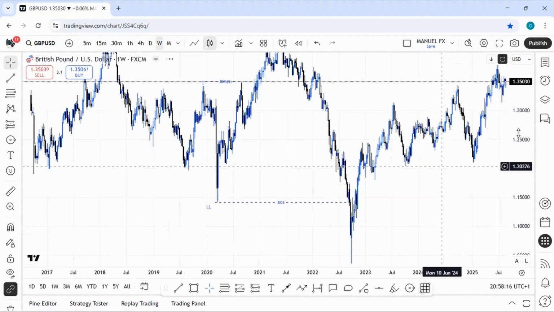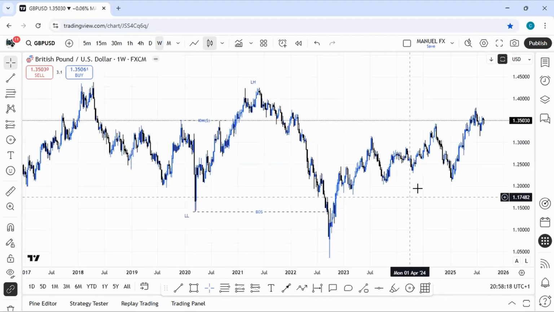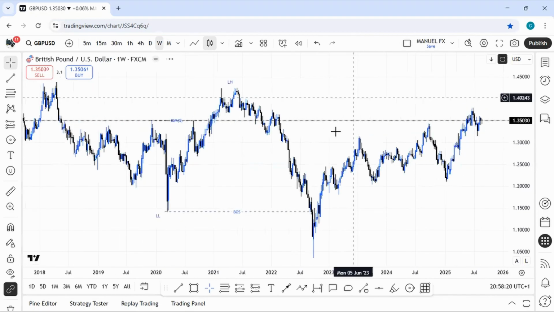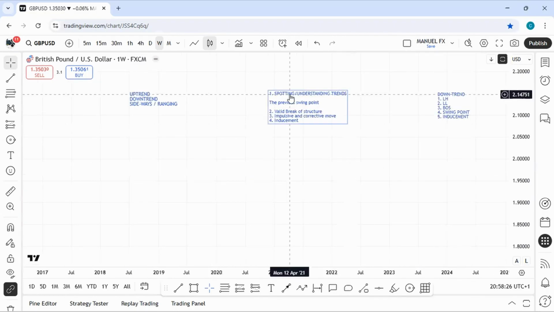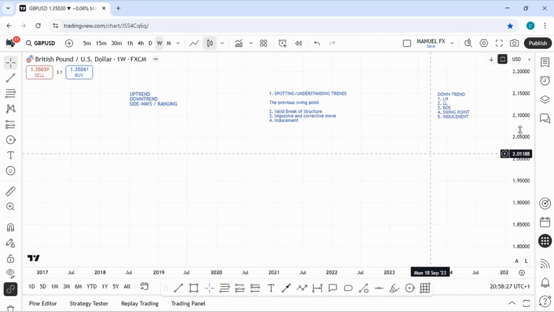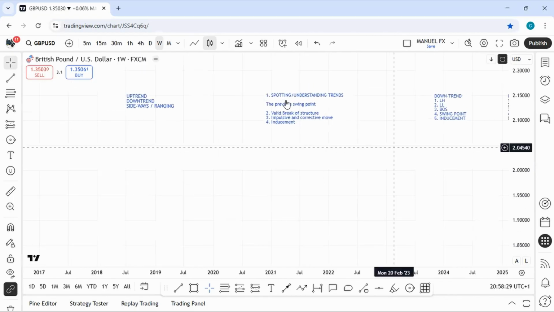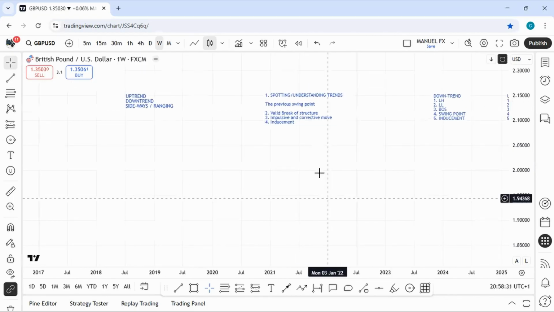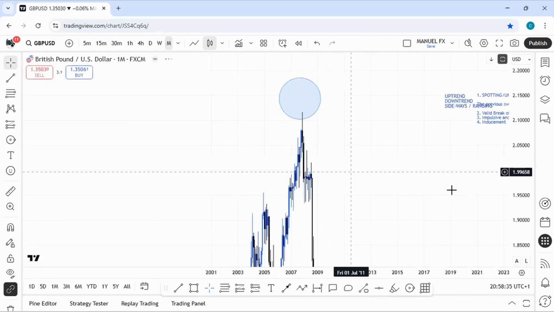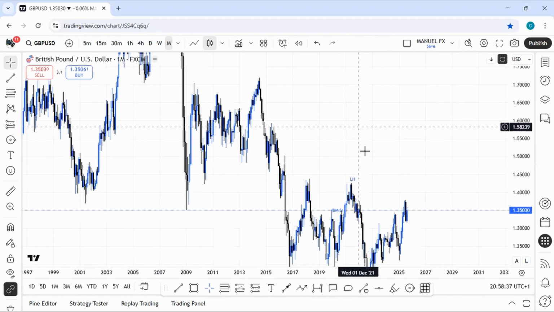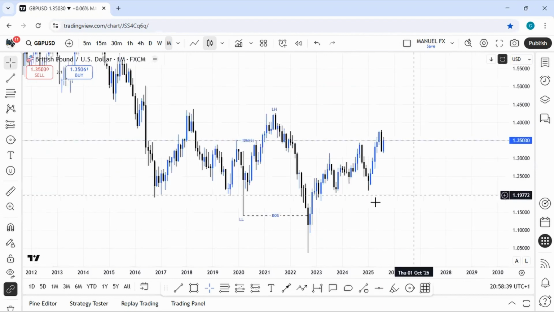Now, the next thing we want to spot here is where our swing point is. Like I told you, we spotted that the market on the monthly time frame is in a downtrend, and now we want to look for the previous swing point for the monthly time frame.